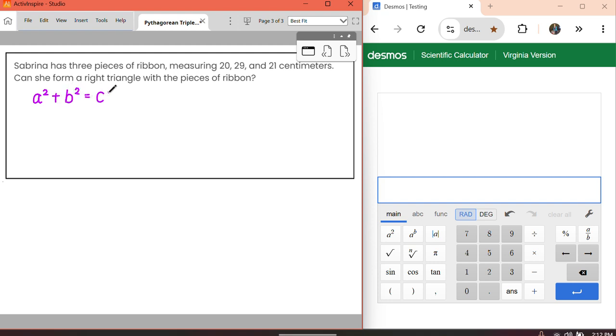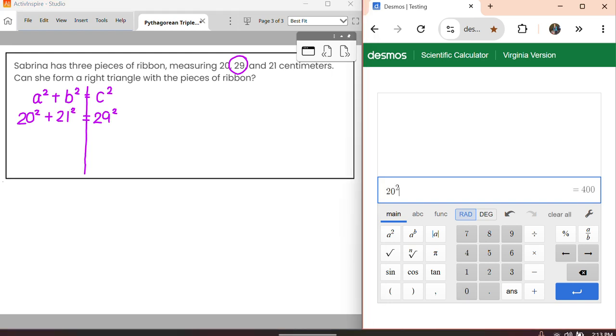And although this is provided on formula sheets, at least in Virginia, I'm assuming most places, it's good to practice writing it so that you have it ingrained in your brain, right? If you write it every time you see the words right triangle, you're going to remember or be more likely to remember that those two things go together. Now, the longest measurement here is the 29. So that means I have to put the 29 in place of the C, but the other two do not matter.